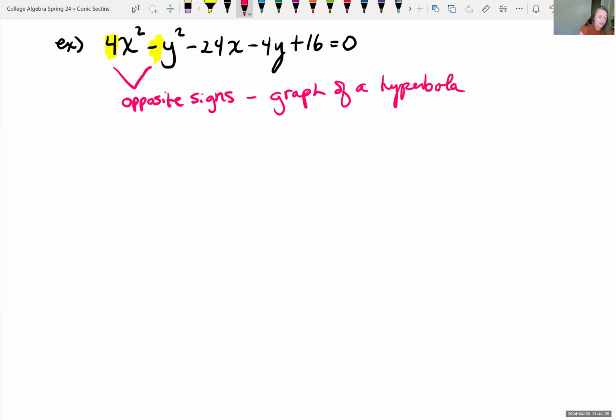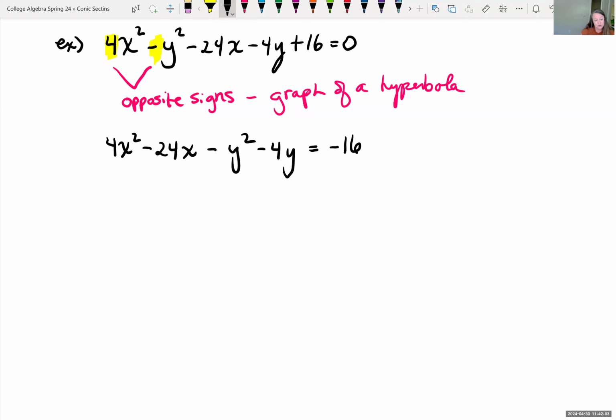We want to put it in that form, where we have the perfect square of our x terms, the perfect square of our y terms equals 1. Let's group our x terms together. Let's group our y terms together and get the constant on the other side. So doing so, I have 4x squared minus 24x minus y squared minus 4y equals, moving the 16 over, we're subtracting it on both sides of our equation, so it's equal to -16.